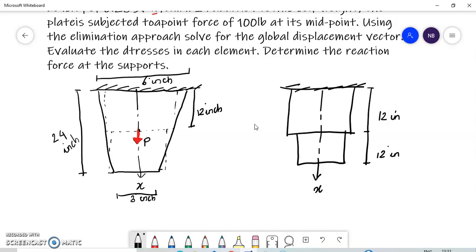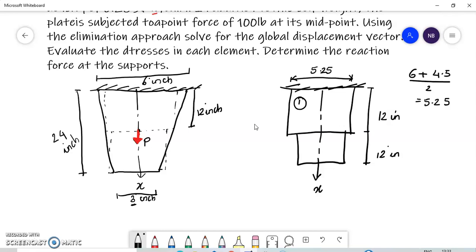Now we need to find out the average width of these plates. So the width at the top at the fixed end is 6 inches, and it is gradually reducing to 3 inches at the bottom of the plate. If we interpolate at the center of the plate, it will be 4.5 inches. So now we want the average between these two. We have to work it out like this. So it will be 6 plus 4.5, the whole divided by 2, which is 5.25 inches. So this width of the top plate is 5.25.